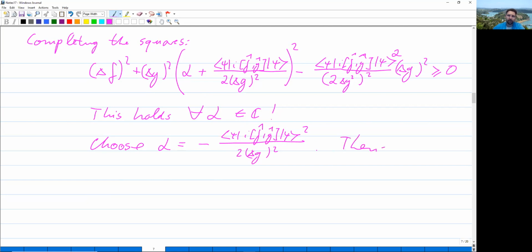Then our uncertainty principle here becomes delta f squared plus, well, that whole bracket here is now gone. So we obtain delta f squared minus, and then we have here psi i commutator f hat g hat psi squared divided by 4 delta g squared, because we have a delta g to the 4th here, and here we have it squared. All of this is larger or equal to 0.